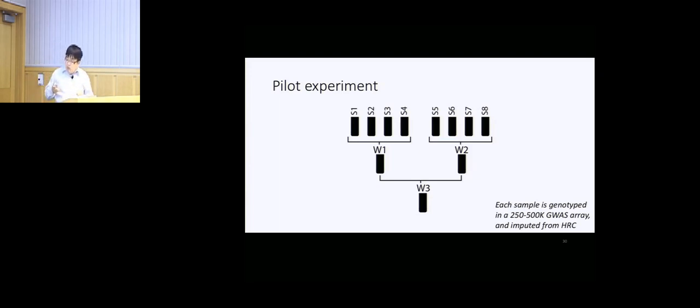We had 8 samples and separated them into 2 batches. We also had another well that contains all the samples together, and we wanted to see how they look.